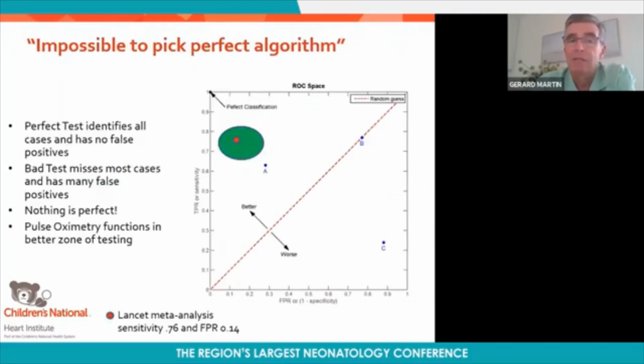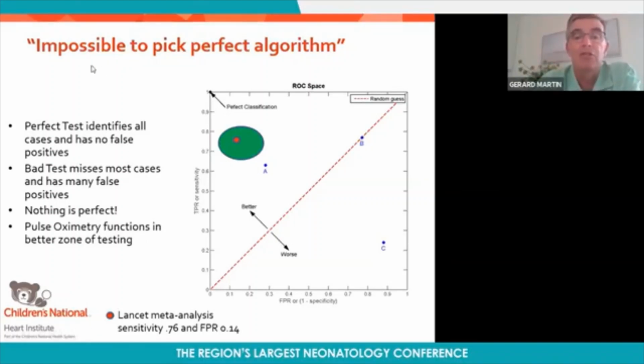Now, it is still impossible to pick a perfect algorithm. Of course, looking at the ROC curve, a perfect algorithm would occur up here with 100% or a sensitivity of 1 and a perfect specificity or a false positive rate of 0. That would be our best situation. And unfortunately, there is no test that performs in that way.